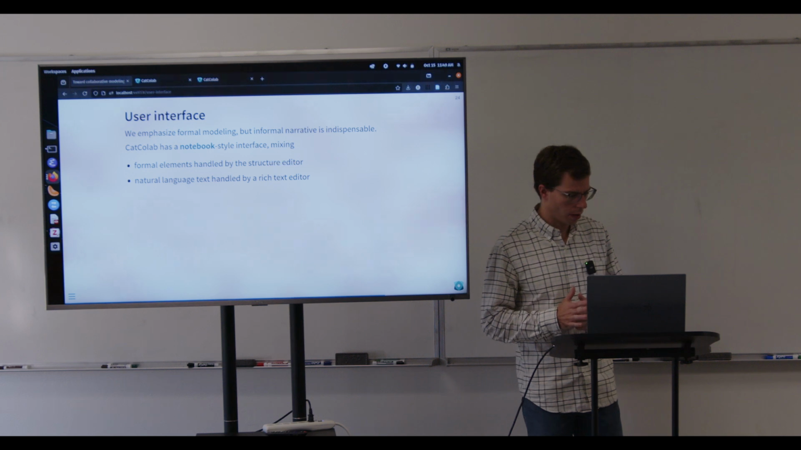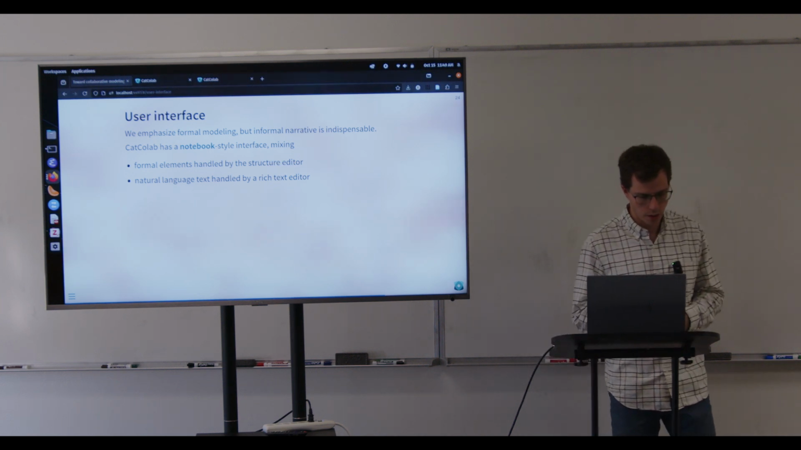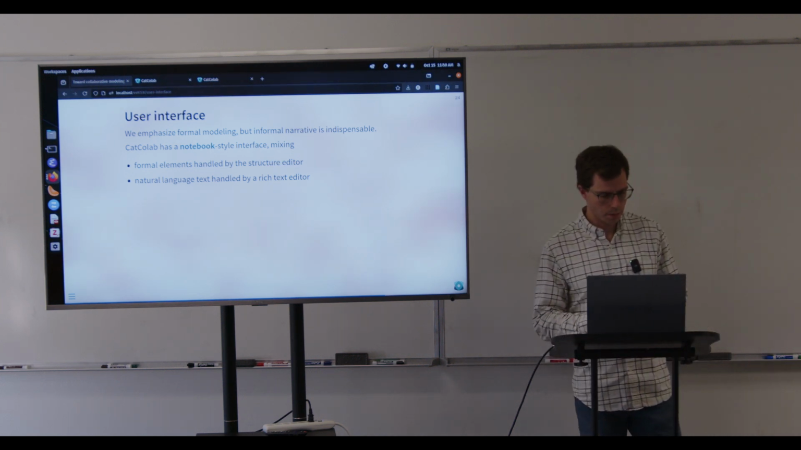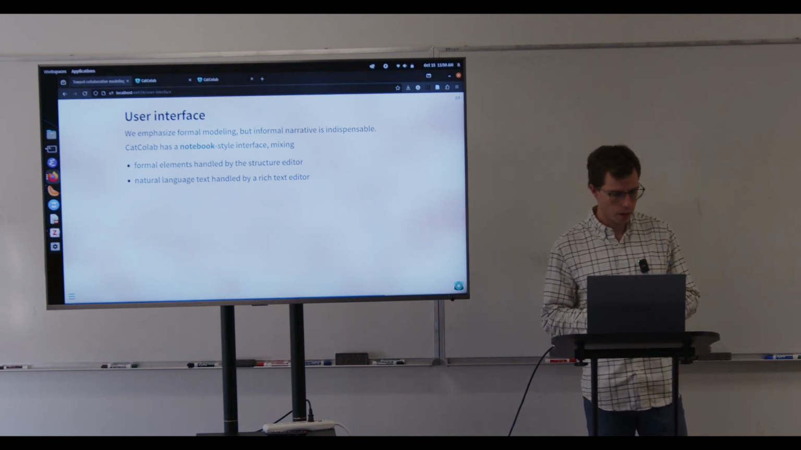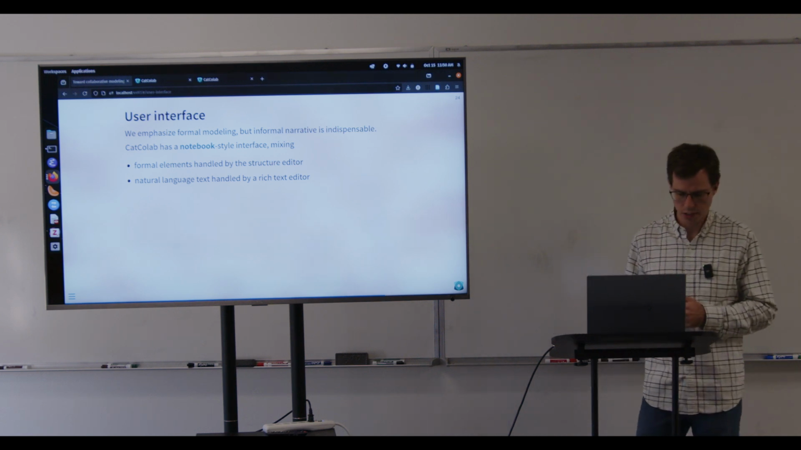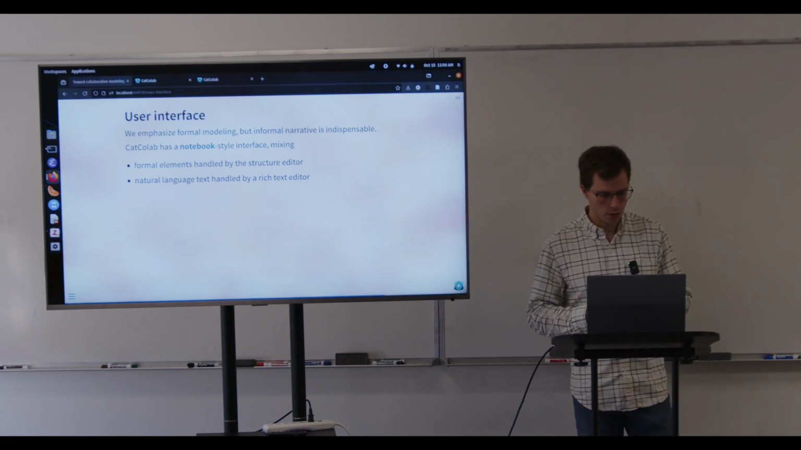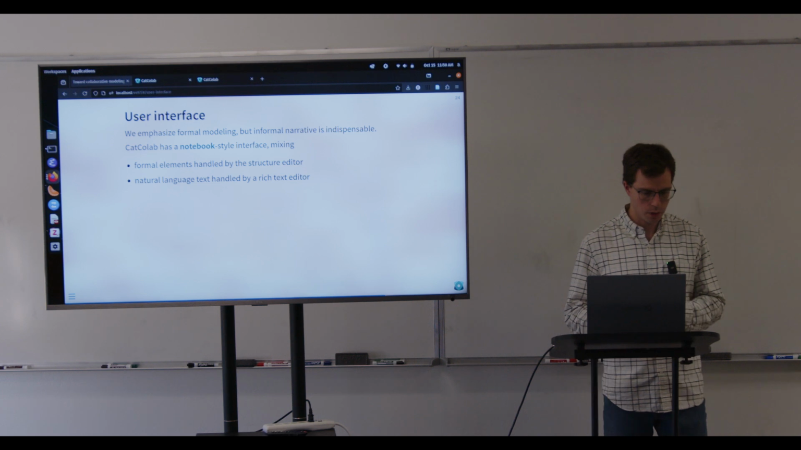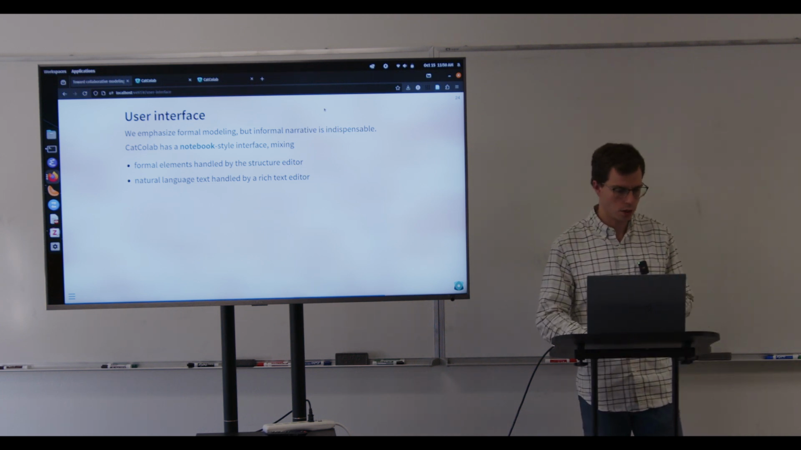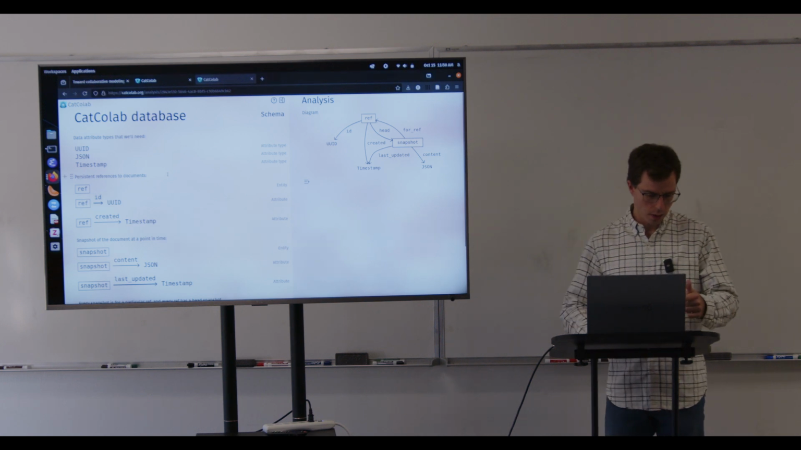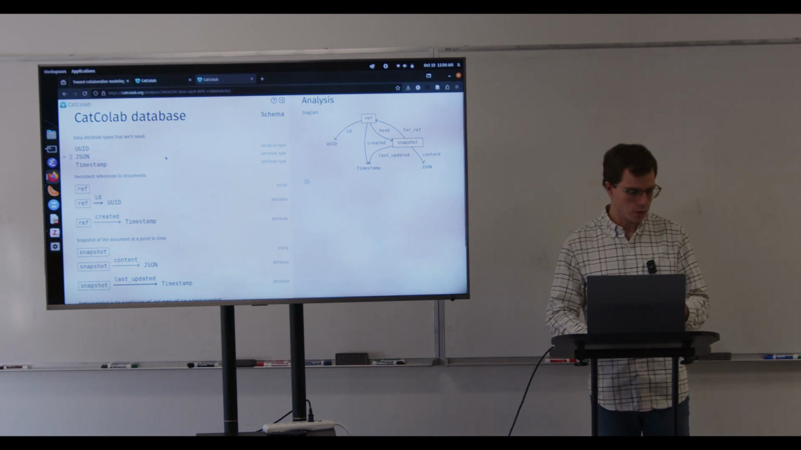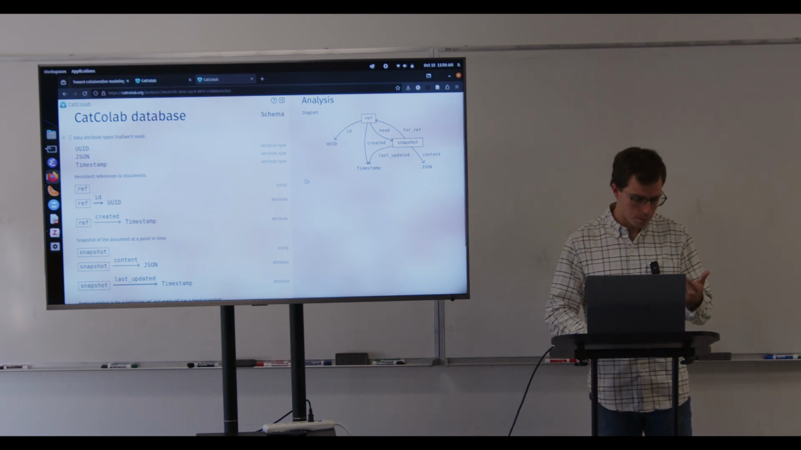In terms of the user interface, you'll have noticed that we currently have some kind of notebook style interface. I've been talking about formal modeling, but I don't want to be misunderstood as saying that everything can or should be formalized. Informal narrative is an indispensable part of communication. It always will be. So here, like other notebook interfaces, it allows you to intermix rich text with the formal elements.